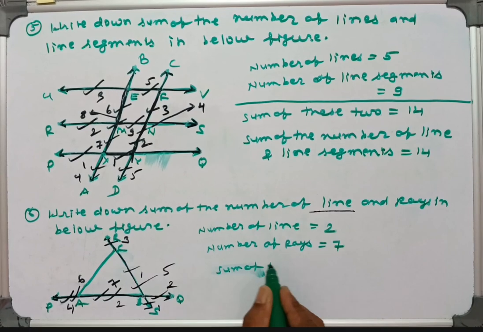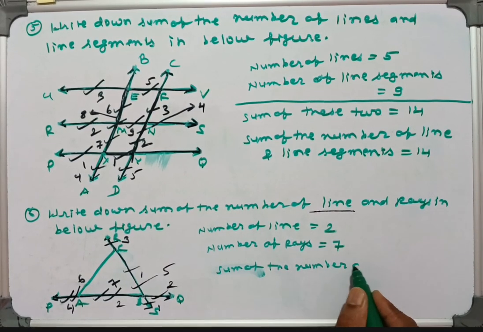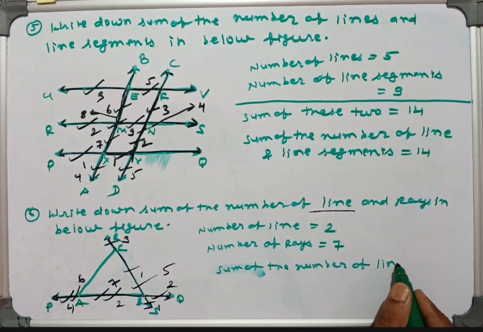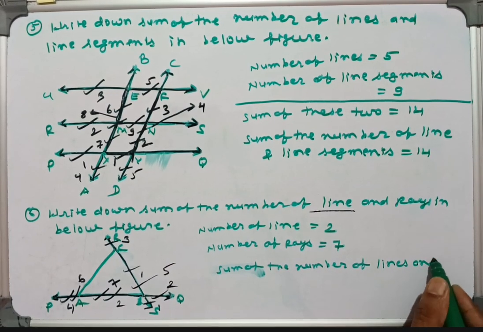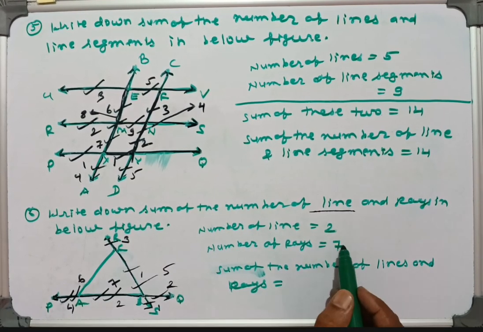Sum of the number of lines and rays equal to 2 plus 7, 9.